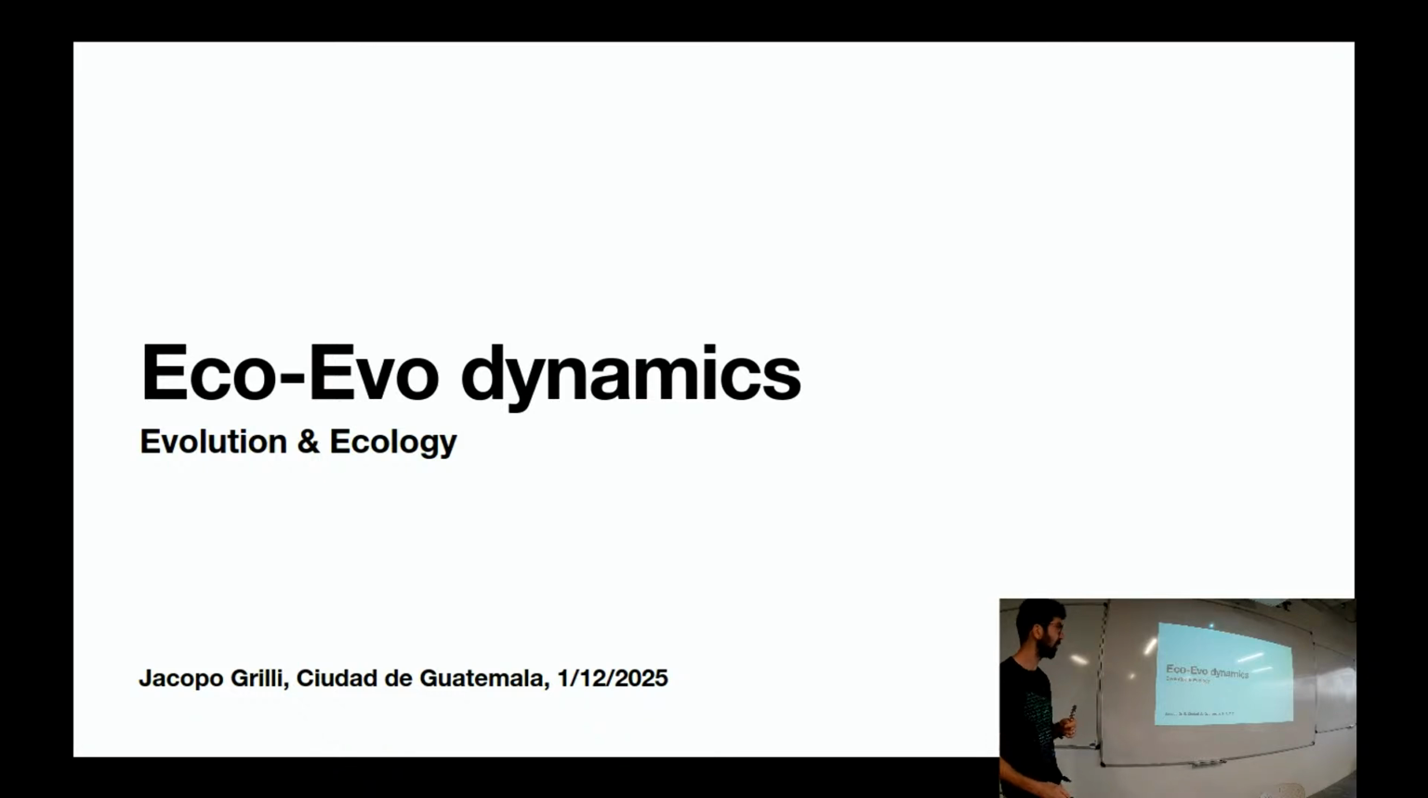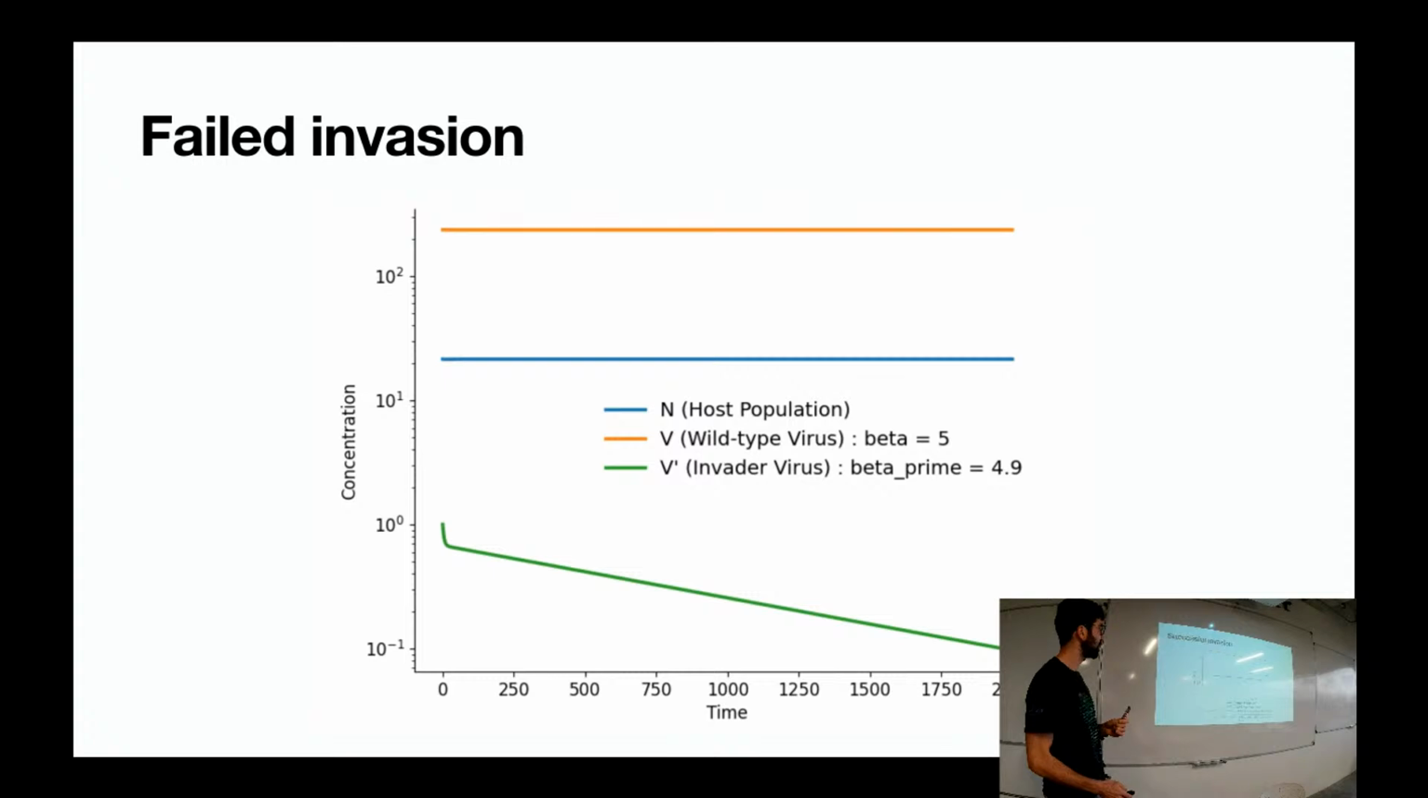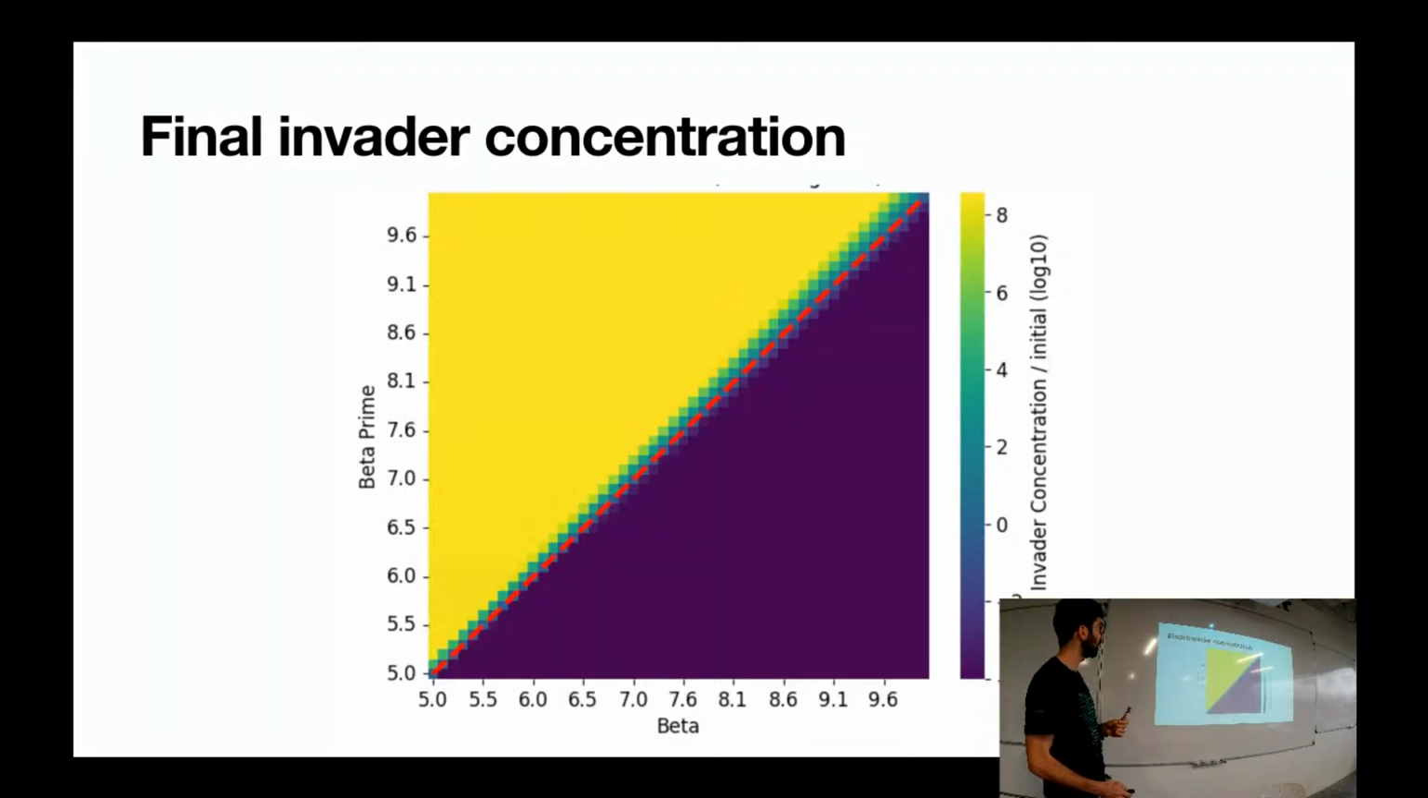Okay, so we can start from where we stopped. So this is yesterday. Viruses infect bacteria, multiple phages, sometimes not invade, sometimes invade. And then we studied what happens when we had evolution of the birth size.